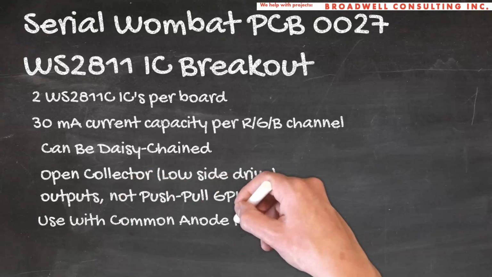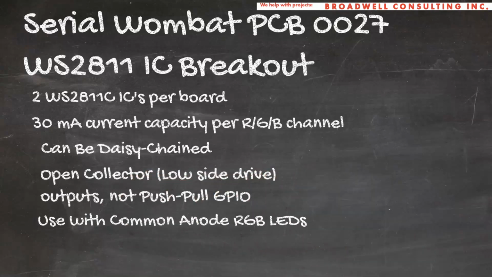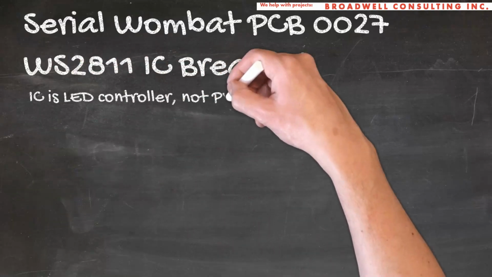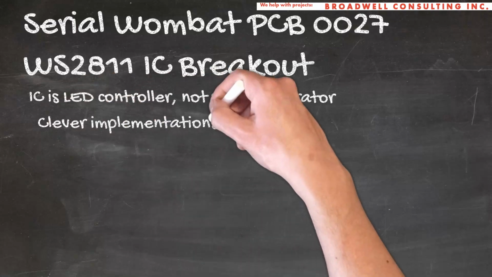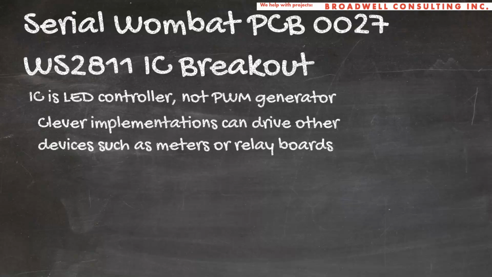You can use these with common anode RGB LEDs. That means that the high side, the anode of the LED, is all tied together, as opposed to common cathode LEDs, which won't work well with this board. This IC is an LED controller, not a PWM generator, so you can't expect to necessarily get perfect 0 to 100% PWM output if you're using it for something other than driving LEDs. A clever implementation, however, can drive other devices such as meters or relay boards.